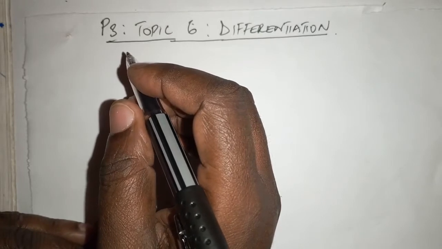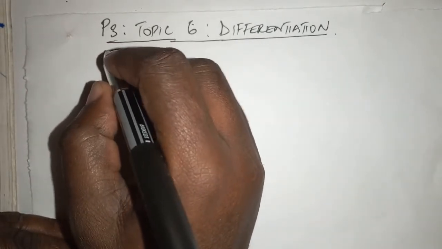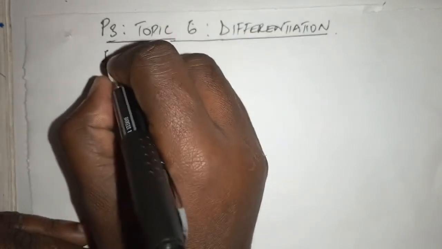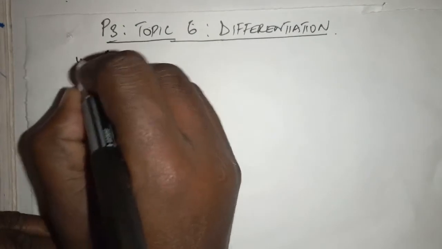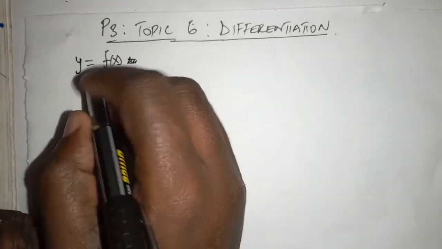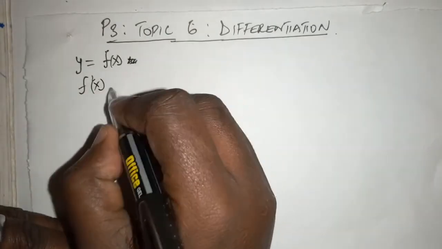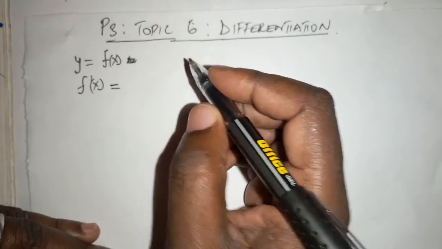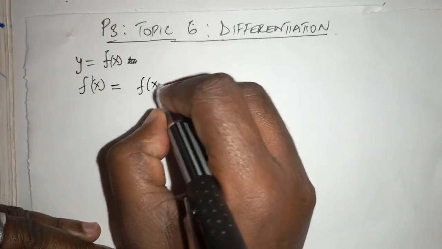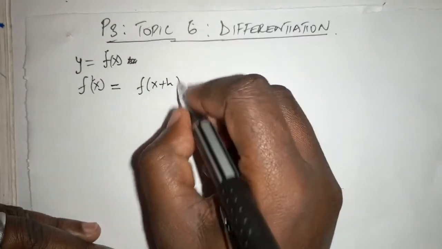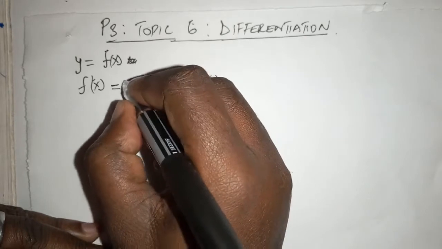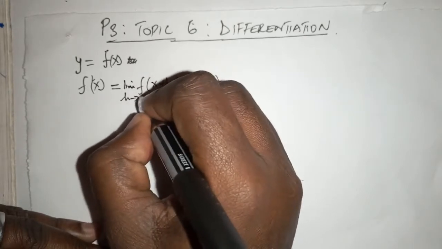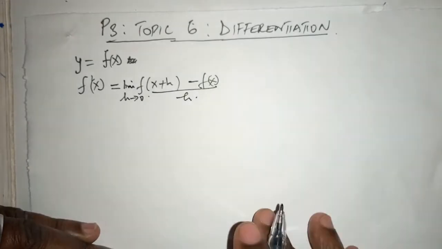And the first principle of anything, we know that if y is equal to f(x) to start with, then f'(x) is given by the limit as h approaches 0 of f(x plus h) minus the function of x, everything over h.